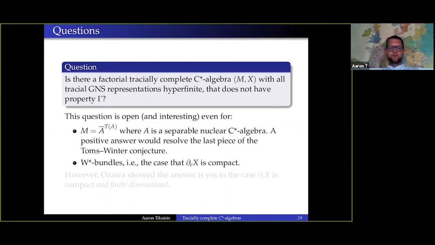Okay, we also don't know this in the case of W-star bundles where the extreme boundary is compact. However, Ozawa did, when he was working on these W-star bundles, show that the answer is yes if we assume the extreme boundary is compact and also finite dimensional. Okay.